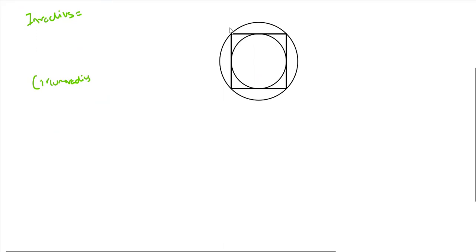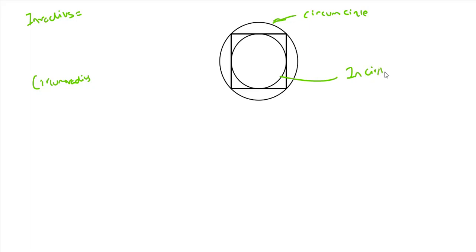As you can see, in this square we have a circle which is inscribed in it, and there is another circle which is circumscribing it. So this is the circumcircle, its radius will be the circumradius, and this is the incircle, the radius of incircle will be inradius. Now if you see, this length is the diameter of the circle.